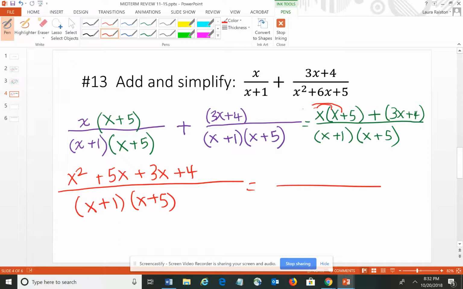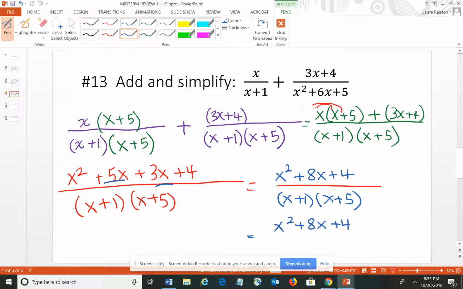And then finally, I need to combine like terms on the top. And I have 5x and 3x that are like terms. So I have x squared plus 8x plus 4. In the denominator, I have x plus 1 times x plus 5. I could try to simplify that, but I don't believe the numerator factors, so you can leave it that way. They may also go ahead and multiply the denominator back out. If we multiply that denominator back out, it would be x squared plus 6x plus 5.